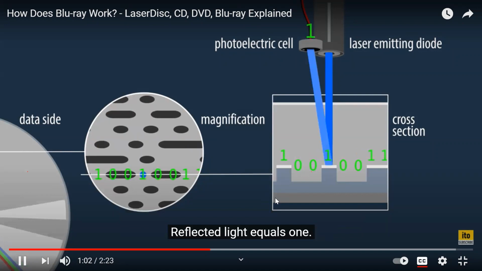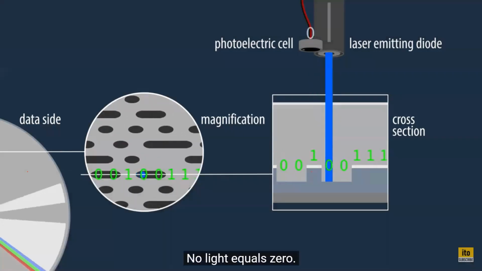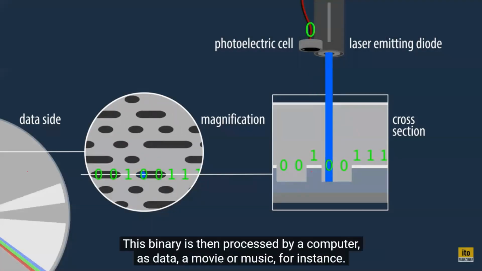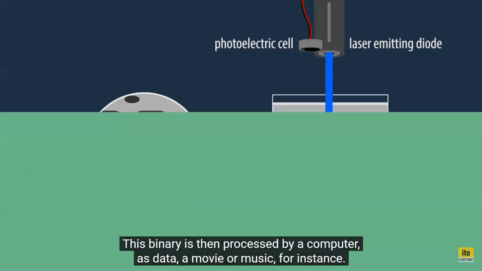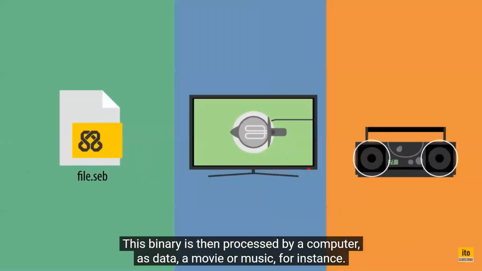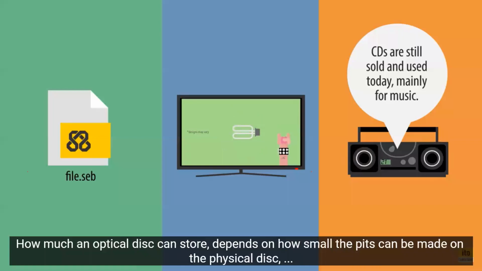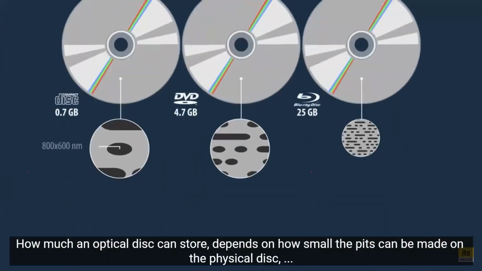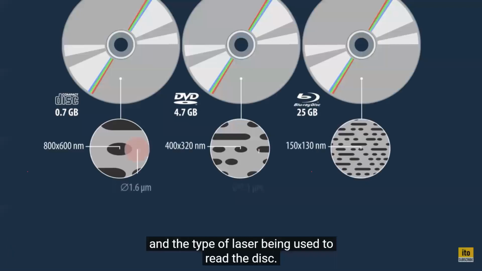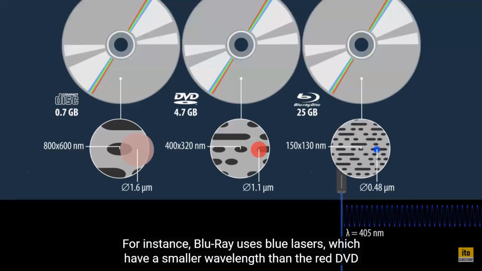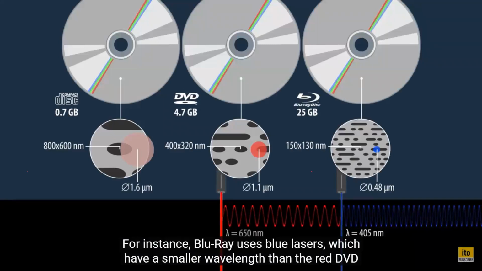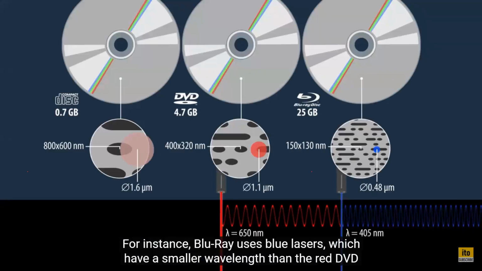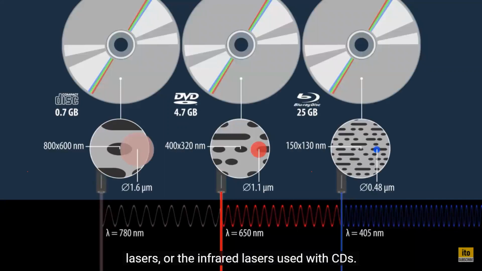Reflected light equals 1, no light equals 0. This binary is then processed by a computer as data, a movie, or music, for instance. How much an optical disc can store depends on how small the pits can be made on the physical disc and the type of laser being used to read the disc. For instance, Blu-ray uses blue lasers, which have a smaller wavelength than the red DVD lasers or the infrared lasers used with CDs.